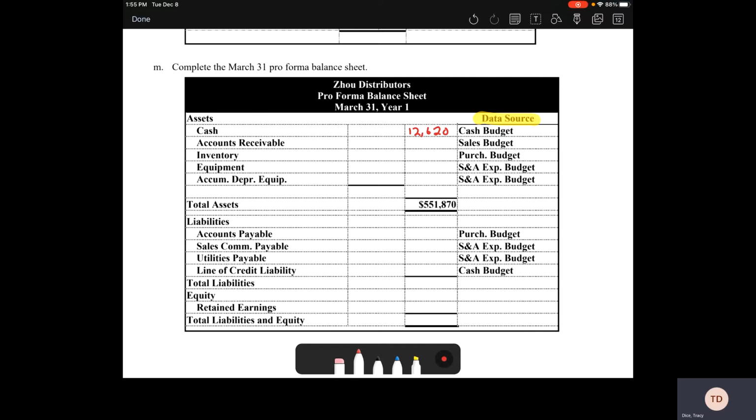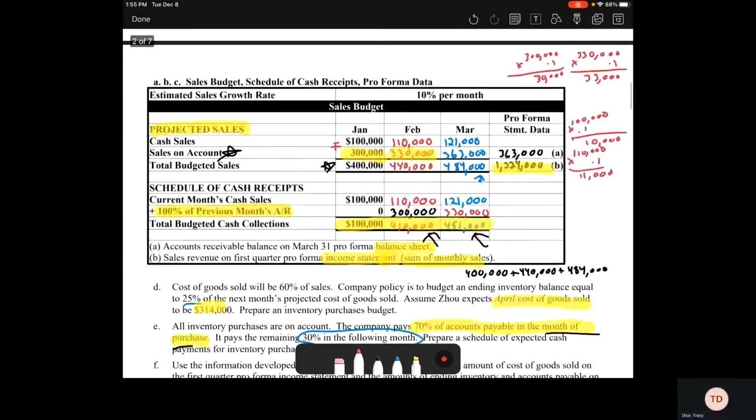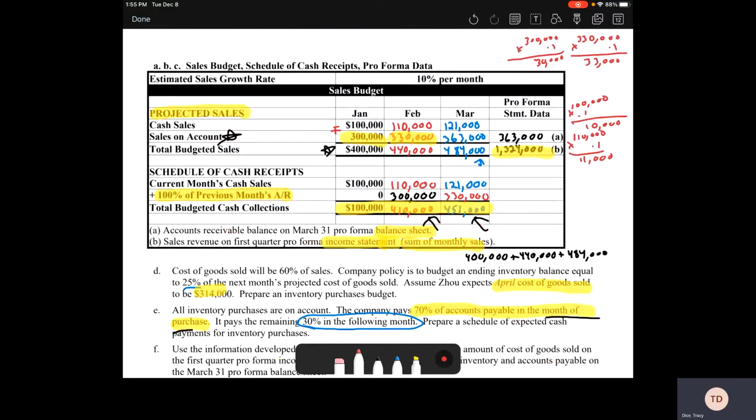What's left in my accounts receivable? For that, we've got to go all the way back to our sales budget. That was the very first one that we created. So what's left in my accounts receivable? Well, that's this amount right there. Your sales on account, the pro forma statement data is at $363,000.